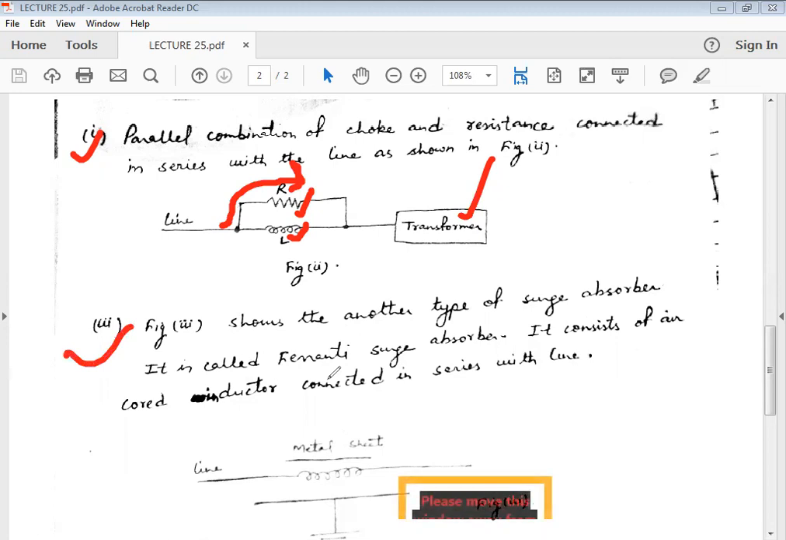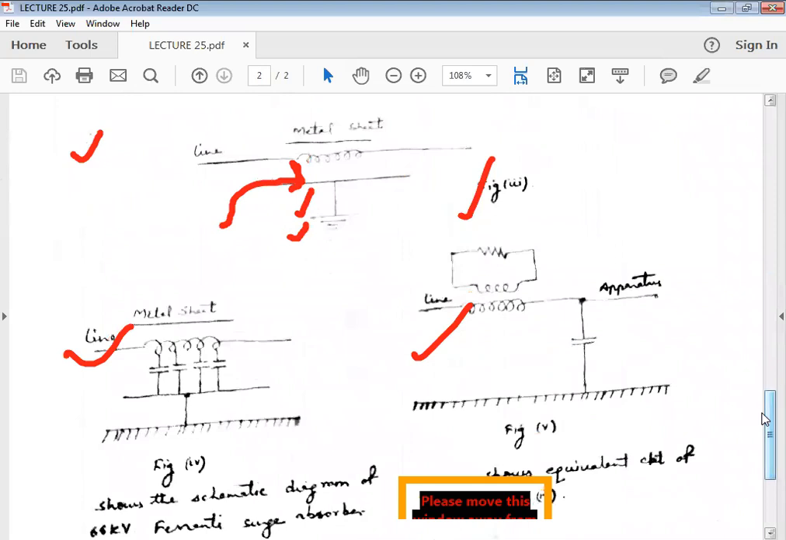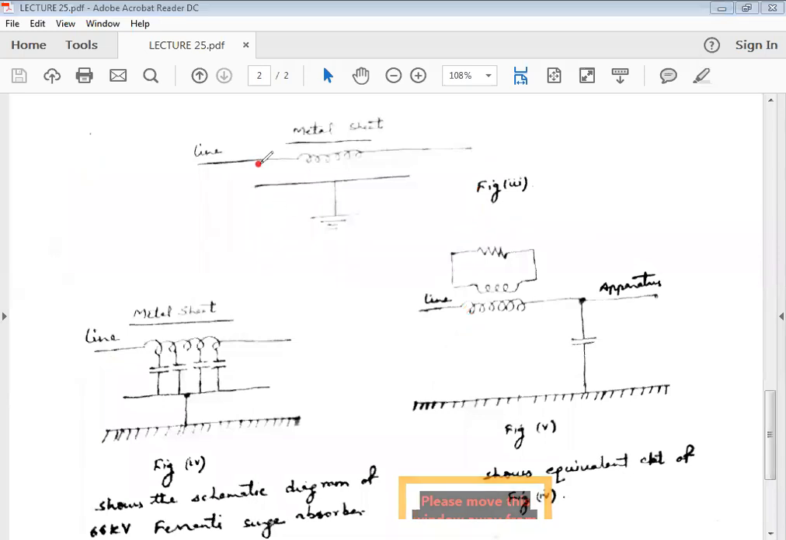The third category shows another type of surge absorber. These are the different connection schemes for surge absorbers. It is also called the Ferranti surge absorber. Let us look at this diagram. It consists of an air core inductor connected in series with the line, and metallic sheets placed in parallel to this air core inductor. These metallic sheets are also called the dissipator. We can analyze this as a transformer. The inductor behaves as the primary winding, whereas the metallic sheets act as a short-circuited secondary winding.